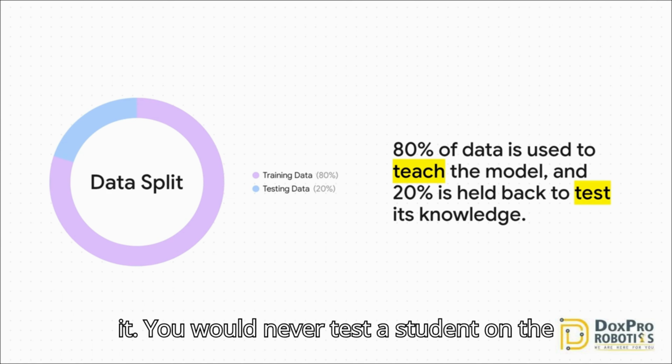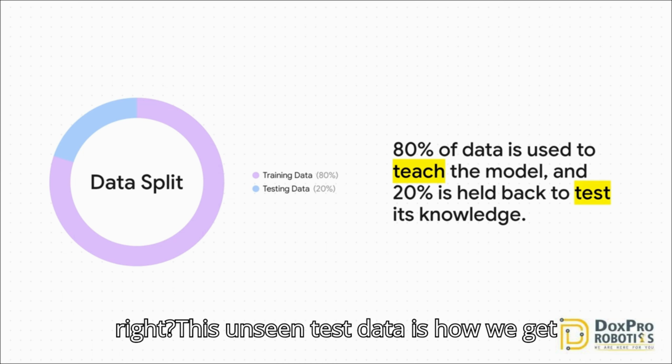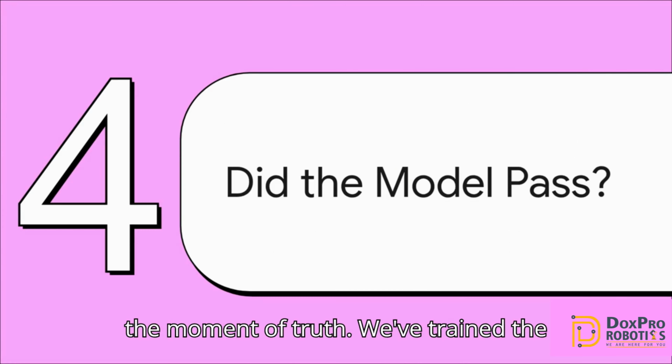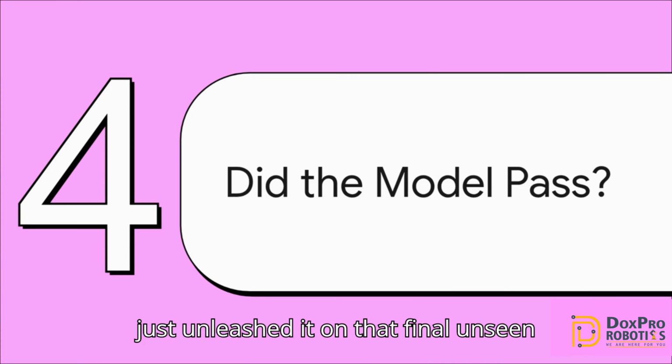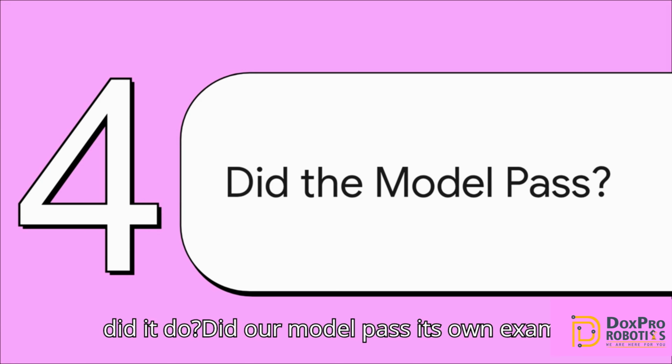The model never gets to see it during training. Why? Well, think about it. You would never test a student on the exact same questions they used to study, right? This unseen test data is how we get a true, honest grade of how well our model actually learned the material. So, the moment of truth. We've trained the model on 80% of the data, and now we've just unleashed it on that final unseen 20%. The big question is, how did it do? Did our model pass its own exam?